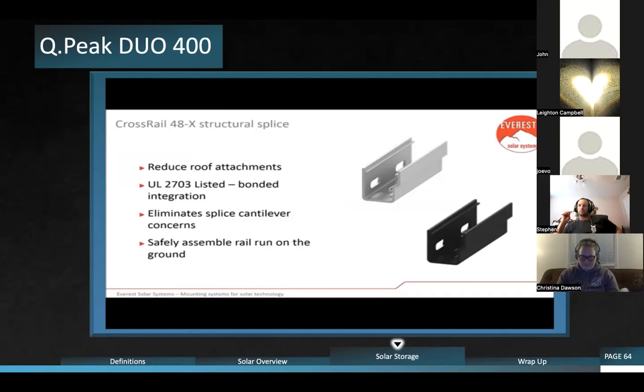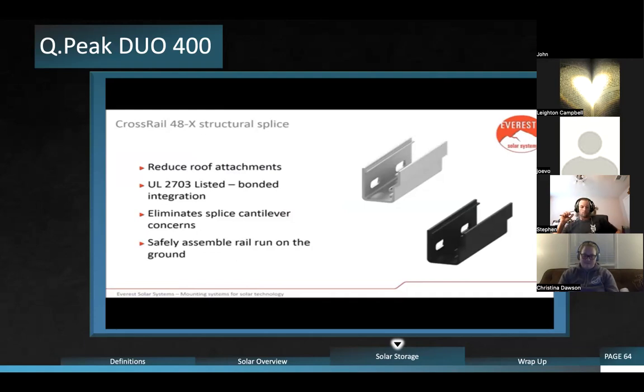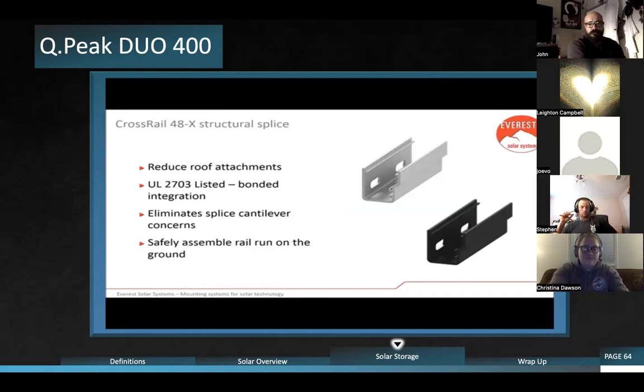Our splice is really easy to install because we've actually seen a lot of customers and installers assemble this on the ground, put their splice with their rails, and then easily take it up to their roof. This is going to help you save time by making sure that you aren't up on the roof messing around, trying to put together the splice. It's a lot easier and will reduce your time as well.